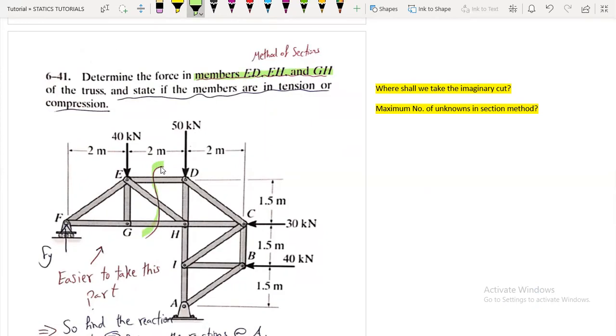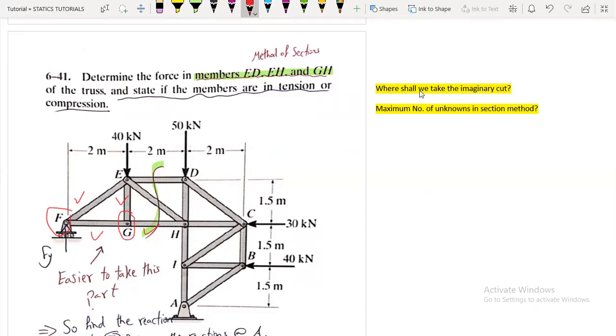So it's not a good idea to use the method of joints to find the member forces here. You can start here at F, you will find this and this, then you will go to joint G, you'll find this and this, and so on. So the method of sections is a much faster method.